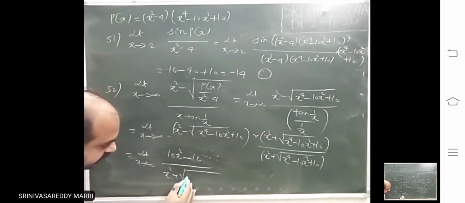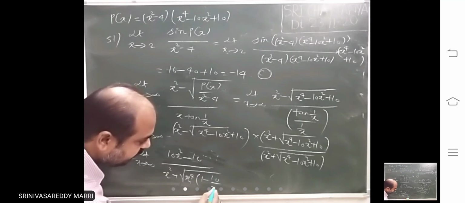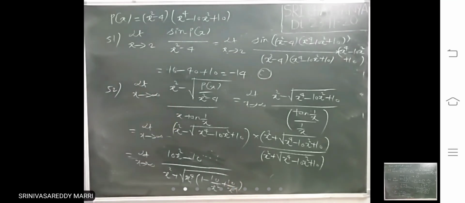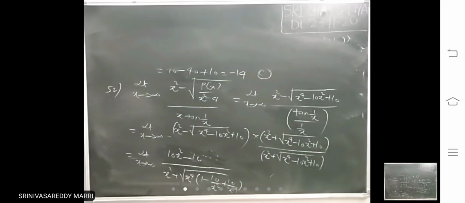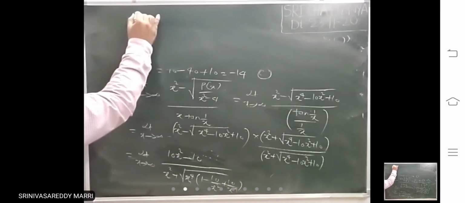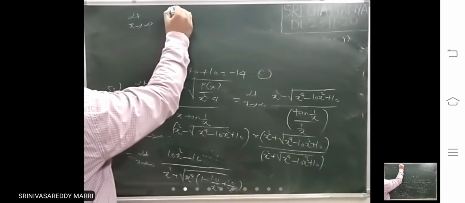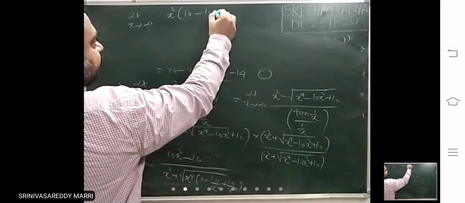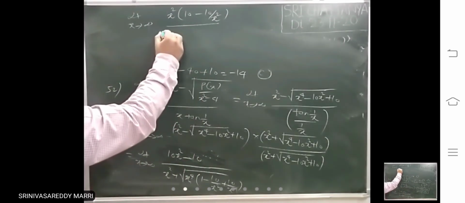Here you take x power 4 common: 1 minus 10 divided by x square plus 10 divided by x power 4. Now from the numerator, take x square common, the highest degree. So here x square common, limit x tends to infinity. Here x square common: 10 minus 10 by x square, divided by, here x square common, completely x square common.